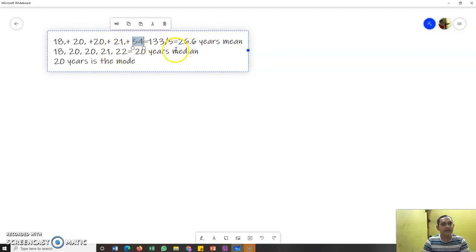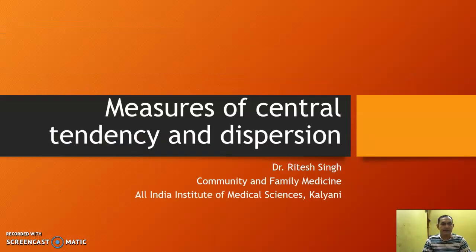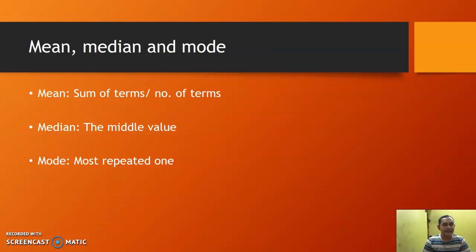Now come to median. We have to find the median age of these 5 individuals. So here we write 54. Again, the middle value is 20. So the median in this case does not change if one of the individual numbers is changed. Mode is again 20. So going back to our PPT, mean is basically the sum of all terms divided by the number of terms. Median is the middle value and mode is the most repeated one.